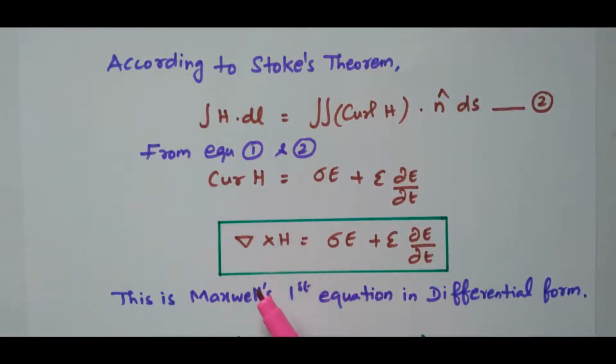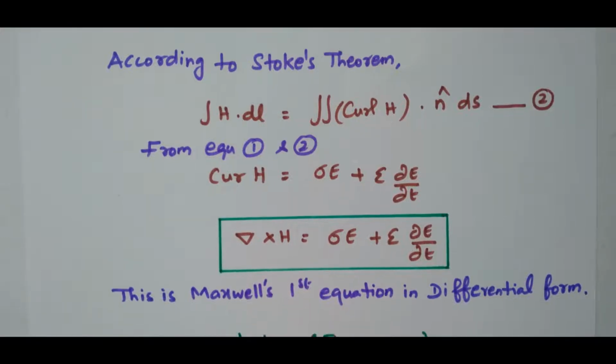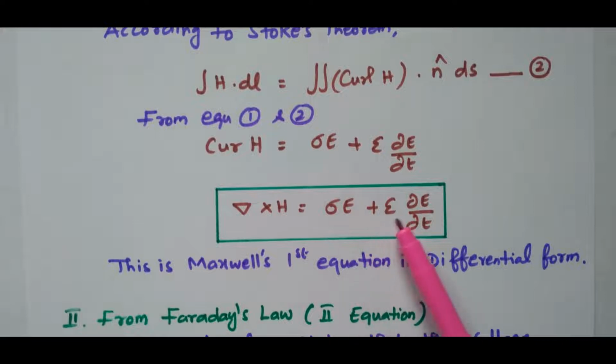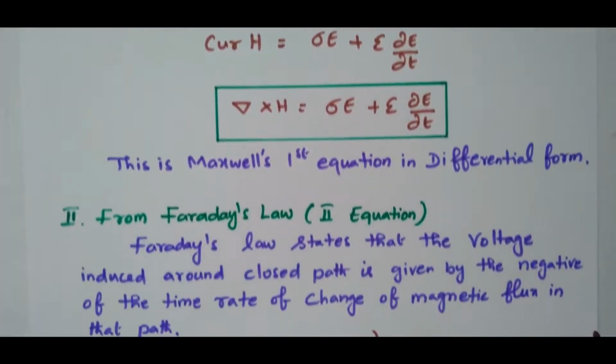So this curl H is written as del cross H, which equals sigma E plus epsilon dE by dt. This equation is nothing but Maxwell's first equation in differential form. The previous one is the integral form, and this is the differential form. So now we have got Maxwell's first equation from Ampere's law, both in integral form as well as differential form. Now we'll go to the second Maxwell's equation.